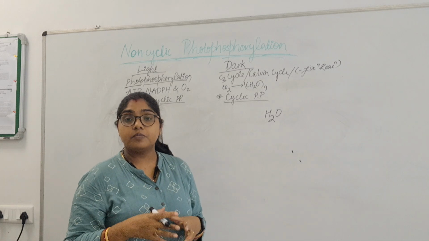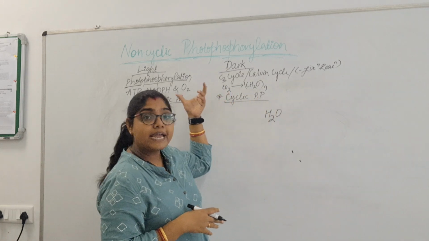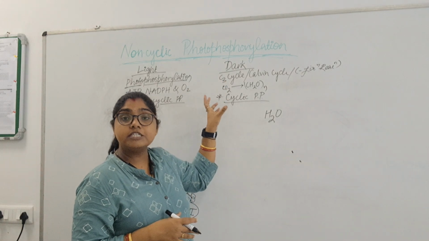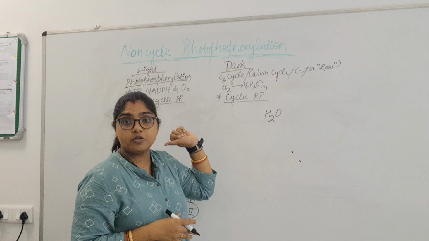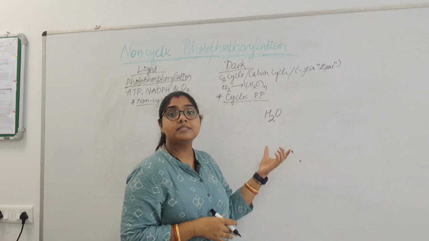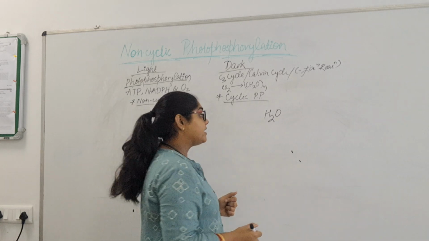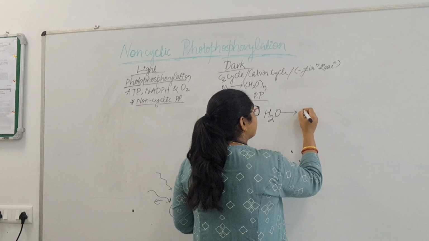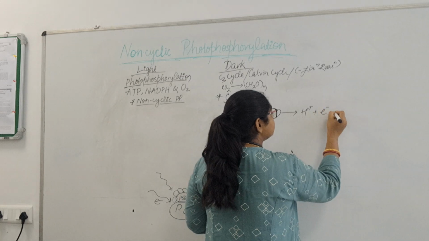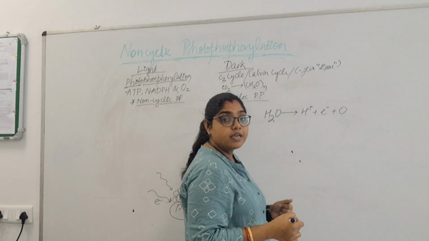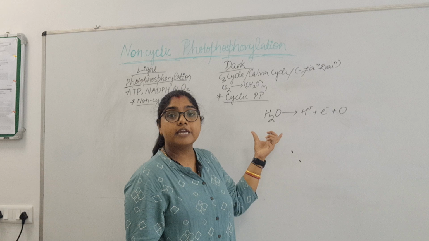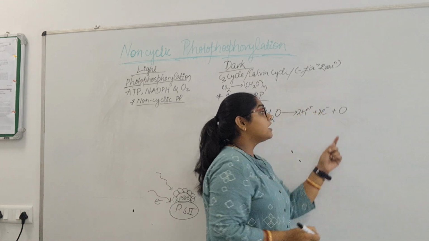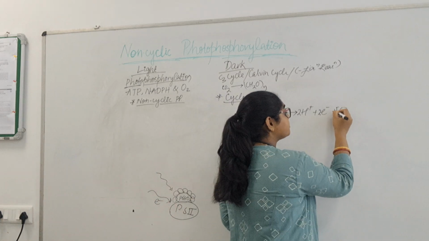According to Robert Hill, we have understood that in light reaction, oxygen molecule is released. This oxygen molecule is released not from the carbon dioxide but from the water molecule. So in light reaction, what happens? Water molecule in the presence of light splits and produces proton, electron and oxygen. When one water molecule is split, it produces 2 protons, 2 electrons and 1 oxygen atom.